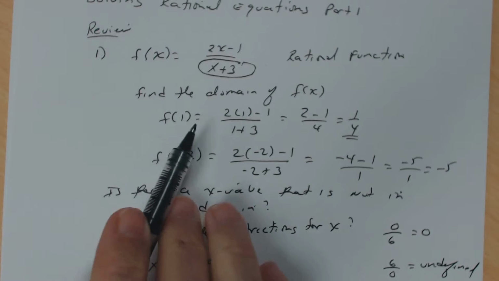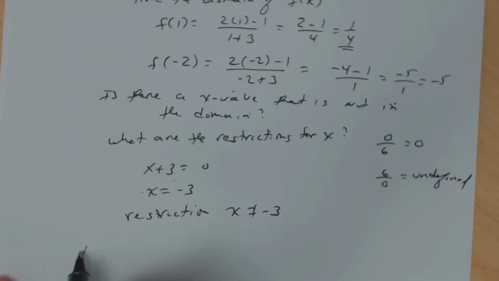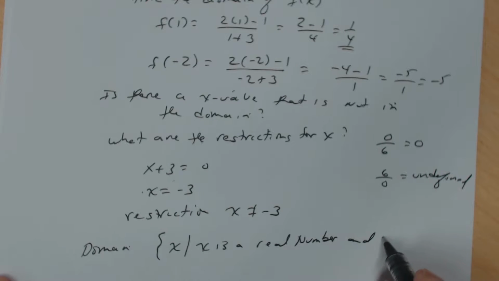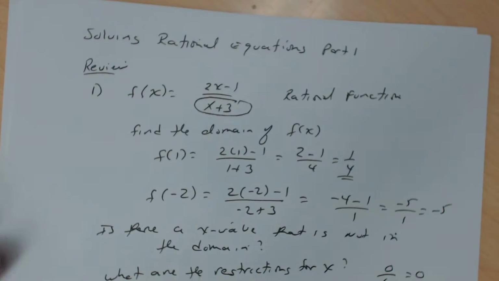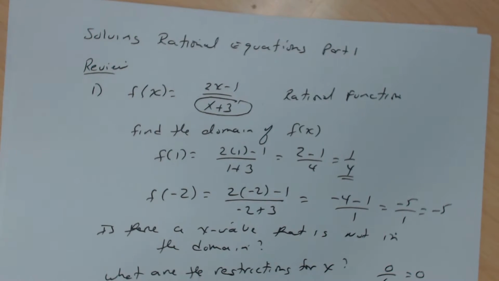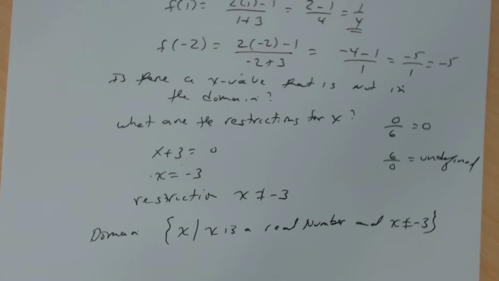And then when you wrote the domain, we used set notation. So we said the domain is the set of x such that x is a real number and x cannot equal negative 3. So x can be any real number but negative 3. Now that's going to be important in the next course when you graph these rational functions, because the fact that negative 3 makes my denominator 0 is going to be important for the graph. Okay, so that's how you find your restrictions.